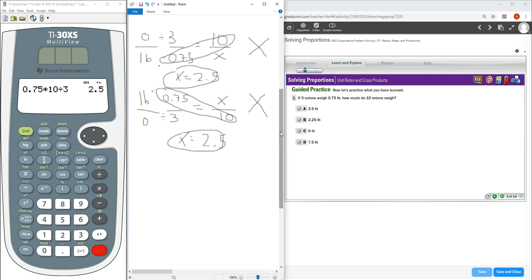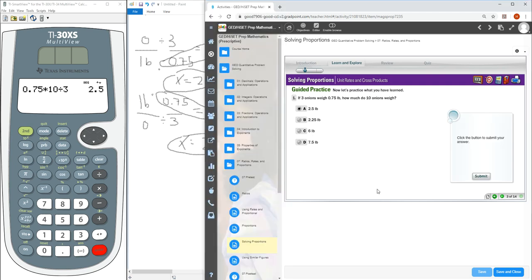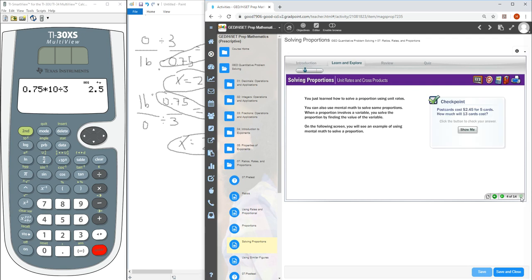Okay, so let's take a look here. Have we solved this problem? Yes, we have. If 3 onions weigh 0.75 pounds, how much do 10 onions weigh? Not only did we solve it, we solved it twice. They weigh 2.5 pounds. Perfect.